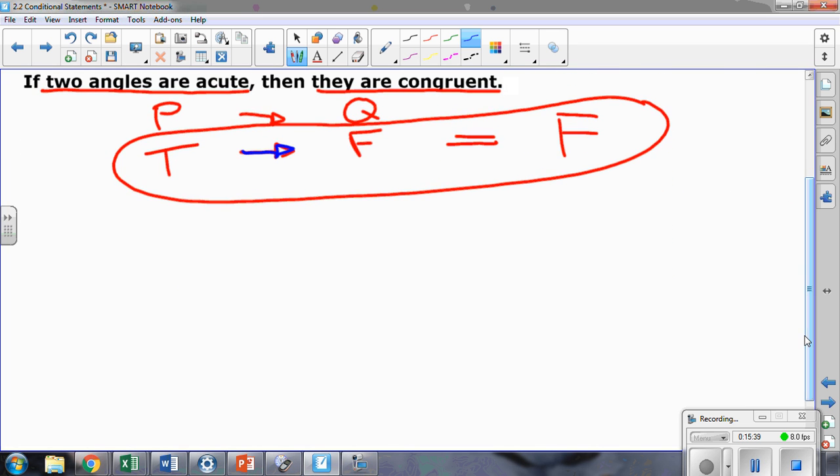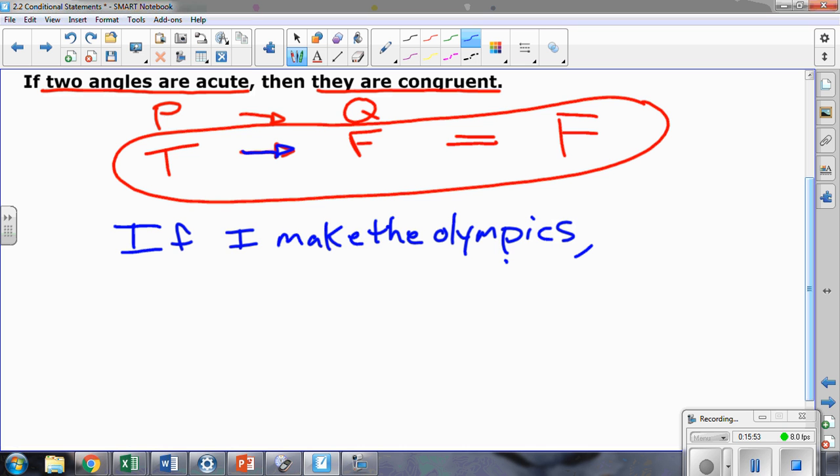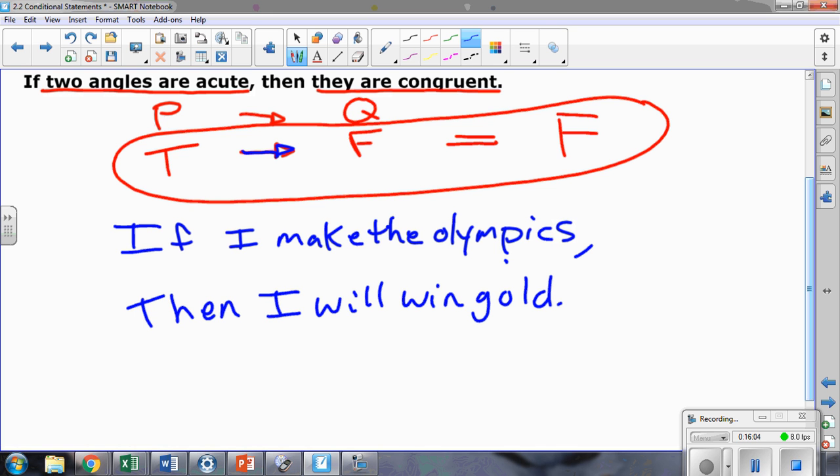When we start considering other statements like, if I make the Olympics, then I will win the gold medal. Well, let's start by considering this with my hypothesis. Is there any way I'm making the Olympics? Nope. Nope, I'm not going to make it. So we instantly have a false statement implies, then I'm going to win the gold medal. Is that true or false? You don't know. How can you prove me wrong?